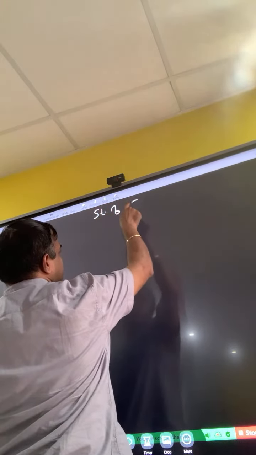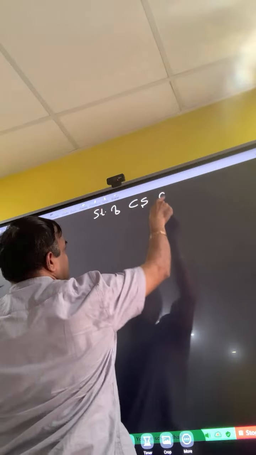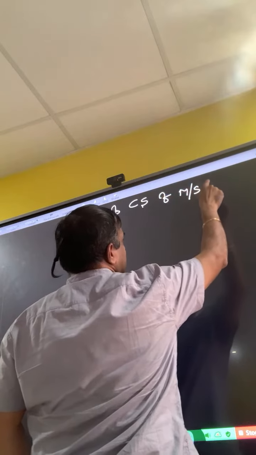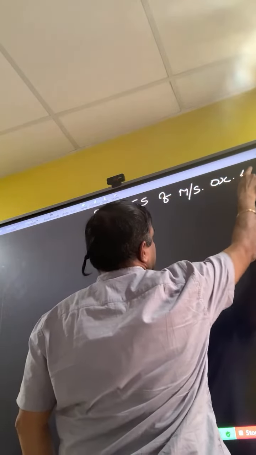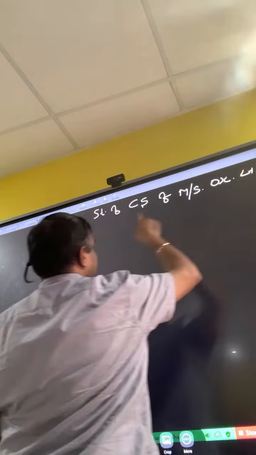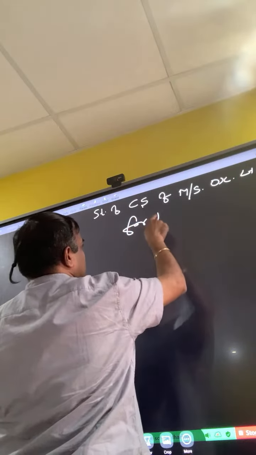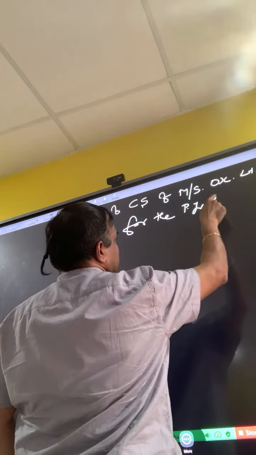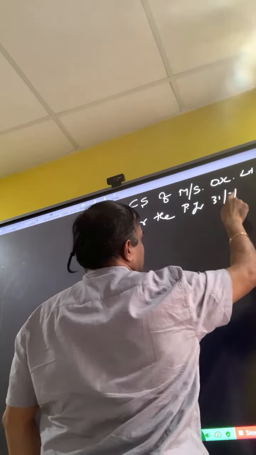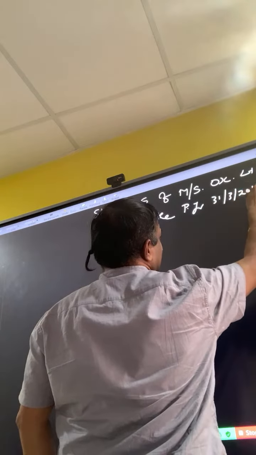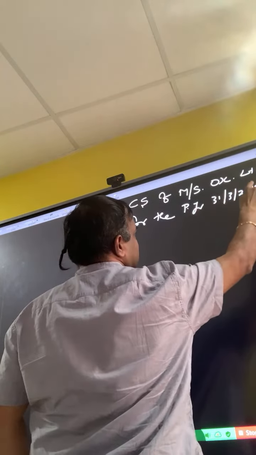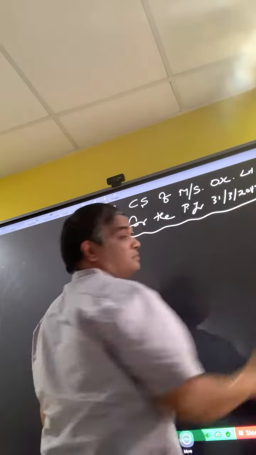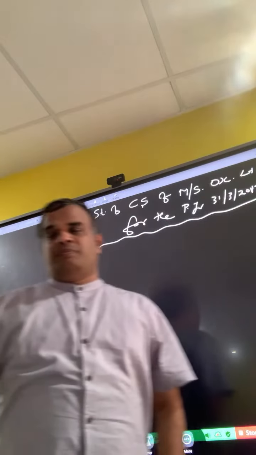Statement of cost sheet of Oxymoron Limited for the period ended 31st March 2017. Shall I start?